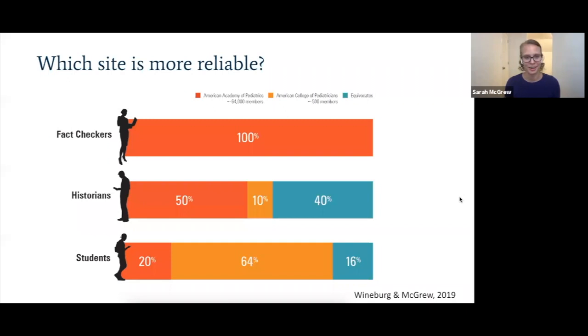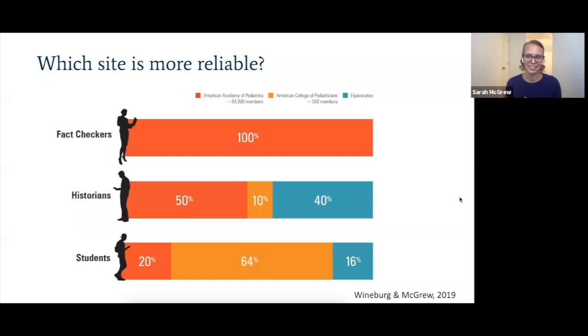And only 20% of the Stanford students decided the American Academy of Pediatrics was more reliable. In contrast, like that student that we just watched, 64% decided that the American College of Pediatricians, this organization with fewer than 500 members and a very clear social agenda, was more reliable.